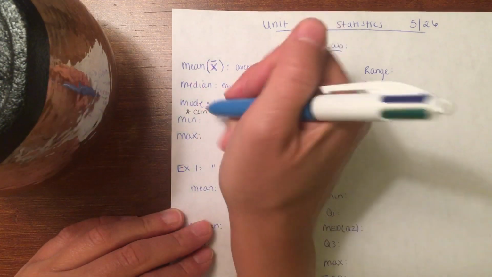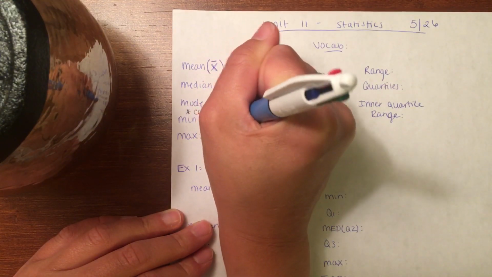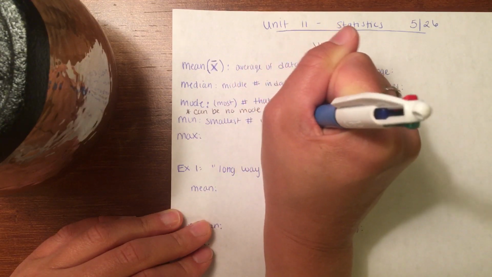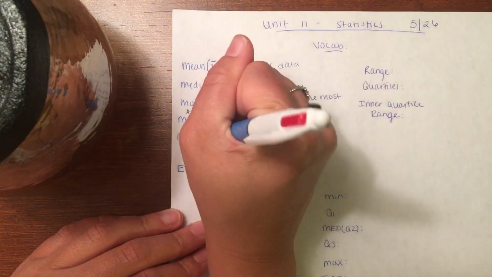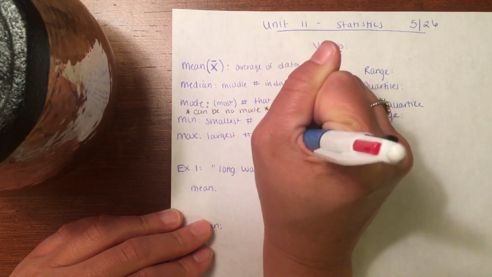The min is the smallest number in the data. Smallest number in the data. And then your max is going to be your largest number in the data.